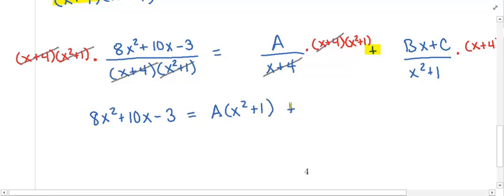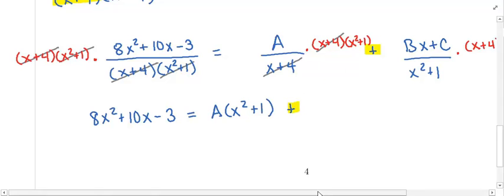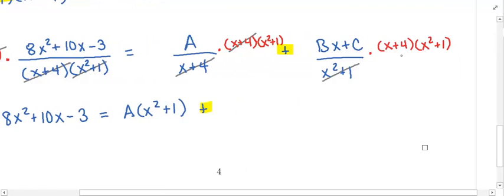And then on the b part, we have an x squared plus 1 in the bottom that cancels with the x squared plus 1 in the top. So be careful here. We're going to be left with the entire quantity bx plus c. So put that in parentheses. All of that is going to be multiplied by all of x plus 4.